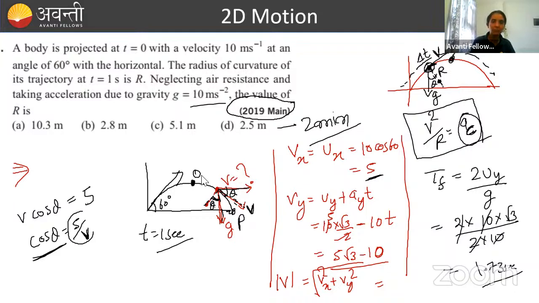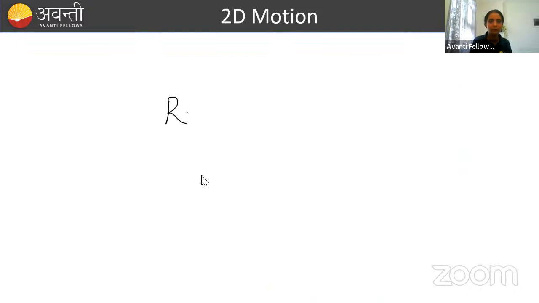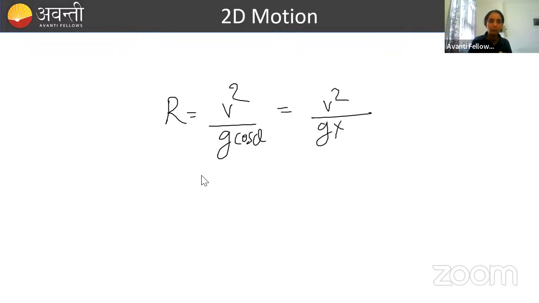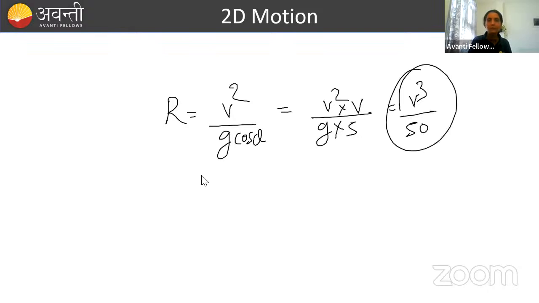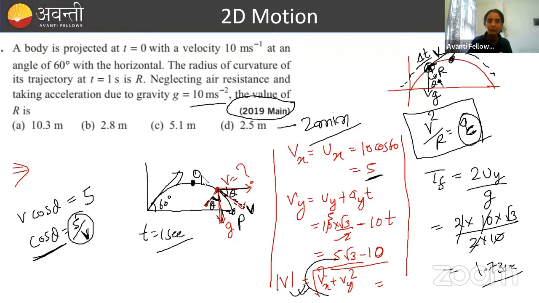We got the value of cos theta, 5 by V. If we know cos theta, AC is known, that is g cos theta. And now you can easily calculate the radius of curvature. R will be equal to v square by g cos theta. And cos theta is 5 by V, so that is V cube by 5 into g, which is 50. So this is how you will get the answer. V cube you can easily calculate from here.